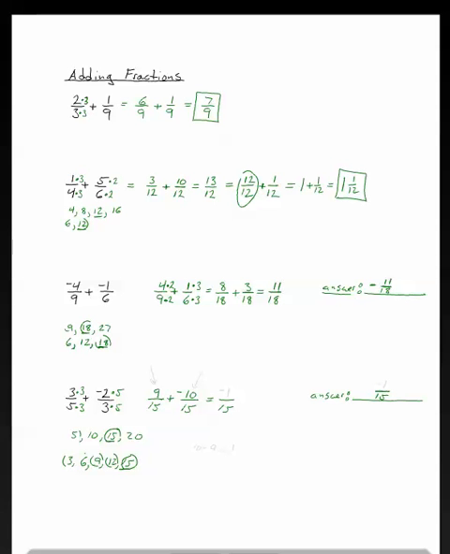9 plus negative 10. So the first thing I do is I subtract, and I would just say 10 minus 9 is 1. Next I have to keep the sign of the number with the larger magnitude, and 10 has a larger magnitude than 9. And the 10 is negative, so my answer is negative. So we get negative 1 over 15.